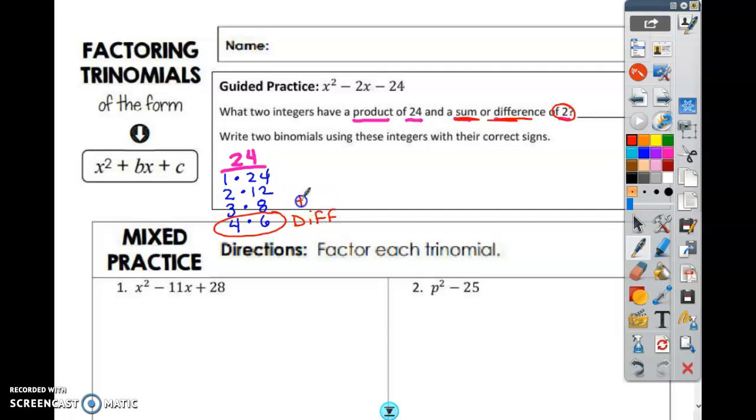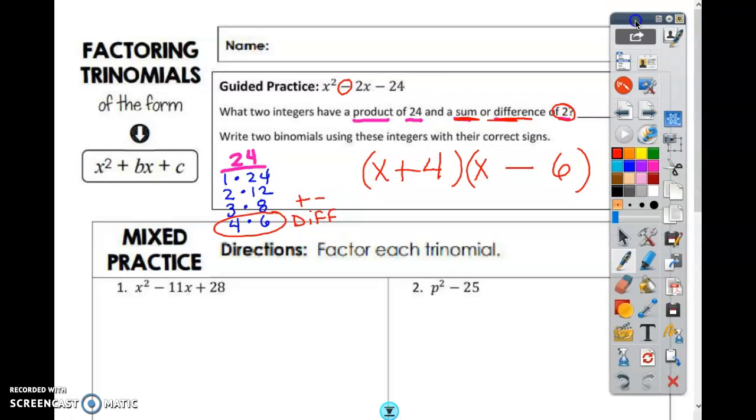So one's going to be positive, one's going to be negative. The bigger number, the 6, is going to take whatever that symbol is. So if this is a minus, then my 6 is going to be minus. So when I do my factors, I start off with x times x. My numbers are 4 and 6. And then the bigger number gets that sign, and the other sign goes to the other one. Okay? Pretty easy.